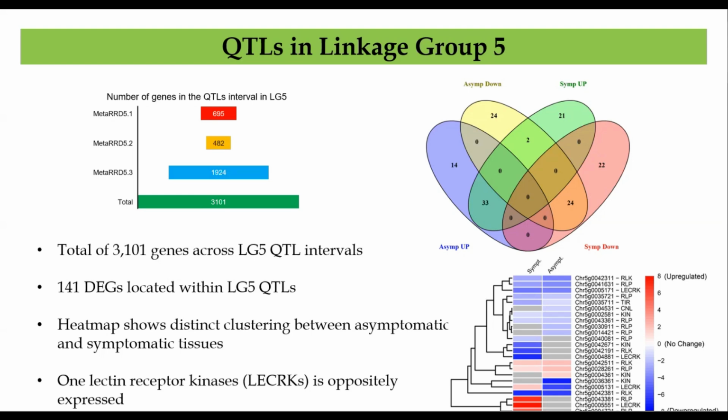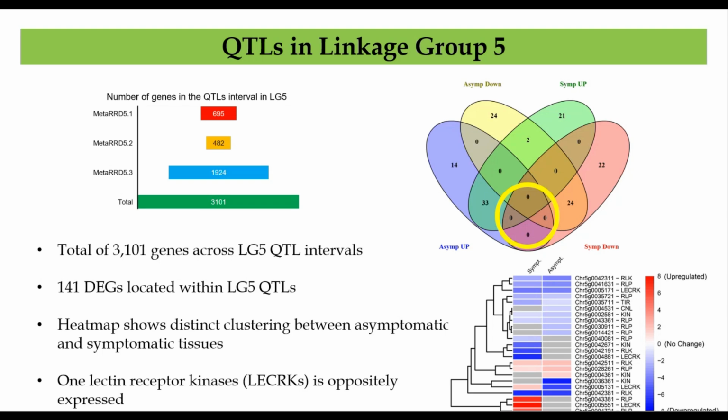If you see 3, it's approximately 2,000 genes that reside in meta QTL RD 5.3, which I will refer to as 3, 2, 1. So QTL 3 itself is big and large. That's why there are more genes that reside underneath this. Two is 482, and one is around 700 of those genes. If you look at the Venn diagram here, we found that 141 genes among these are differentially expressed.